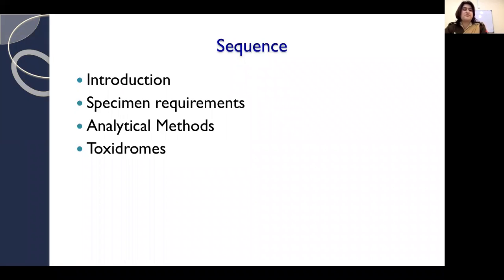I would begin with a brief introduction of the subject, followed by a little detailed description of the specimen requirements, because I believe that this has a major impact on the overall results generated by a toxicology laboratory. The analytical methods would not be discussed in much detail because some of them have already been covered in previous Zoom lectures and some are to follow. And in the end, the students will learn about certain toxidromes and other intoxications, and what role a clinical laboratory has to play in the management and monitoring of these toxidromes.